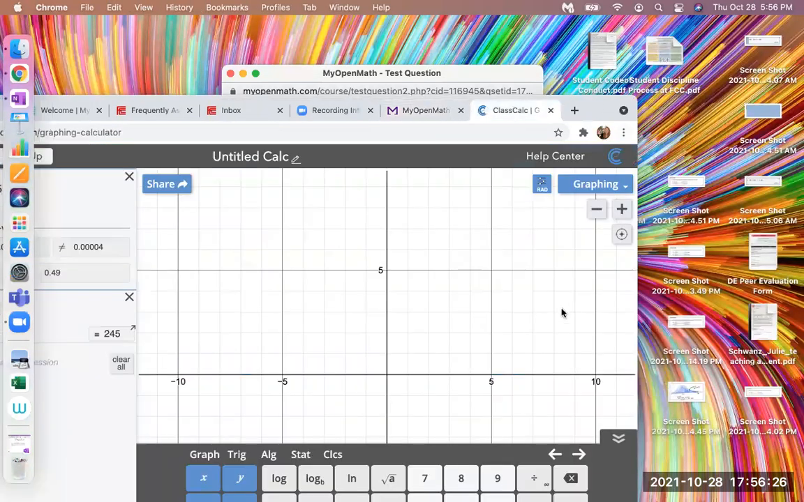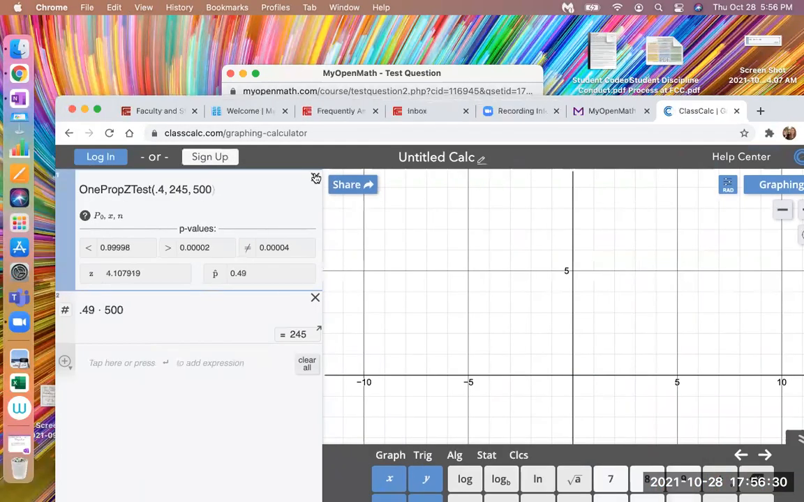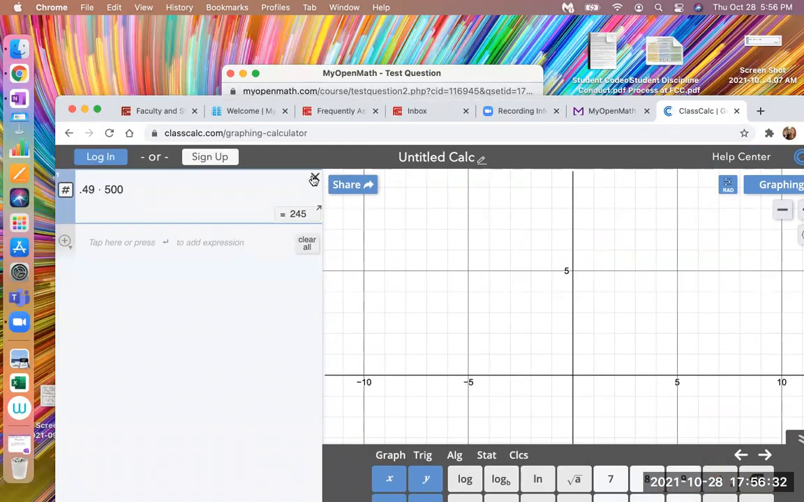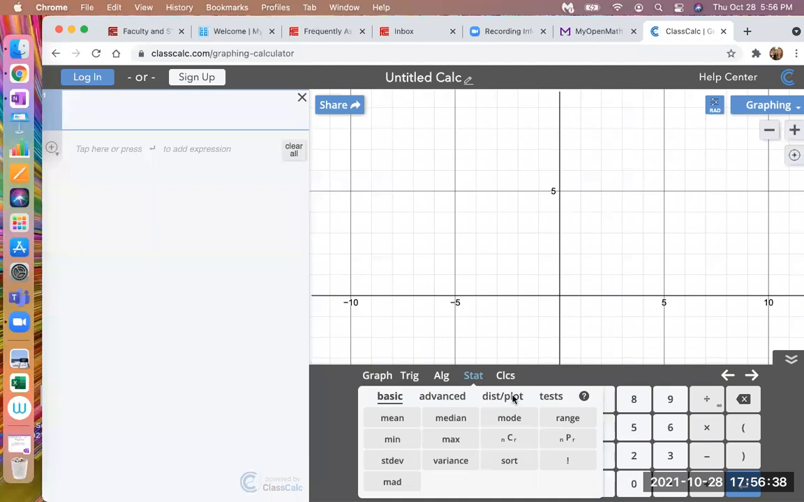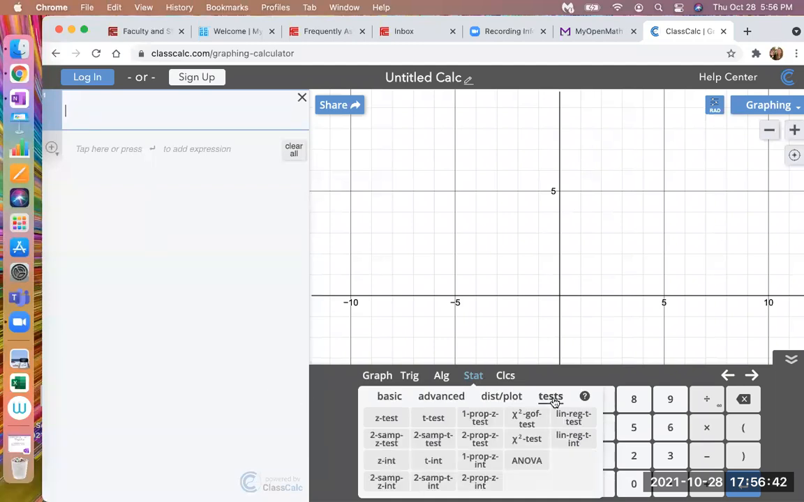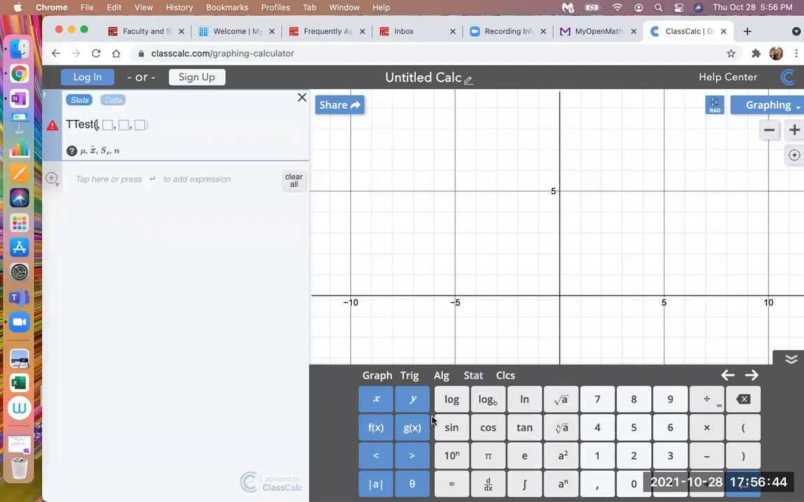class calc, and it's a real similar situation with this TI-84 calculator. I go to stats, I go to tests. You might have to go to stats, calculate test. I'm not sure. I think you go to stats, test as well. And then you choose the same thing. You scroll down until you get to t-test. All right, so what am I supposed to put in for the mu?